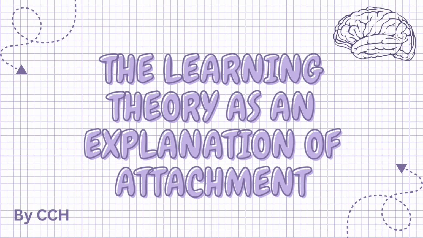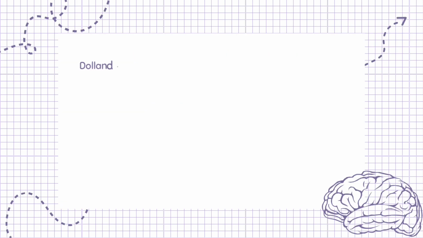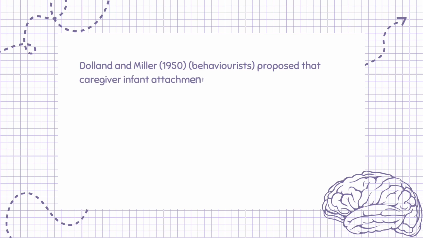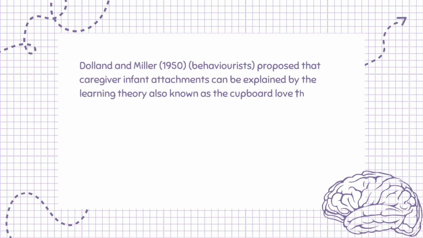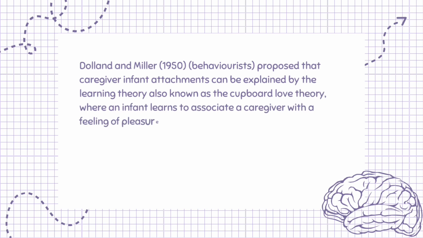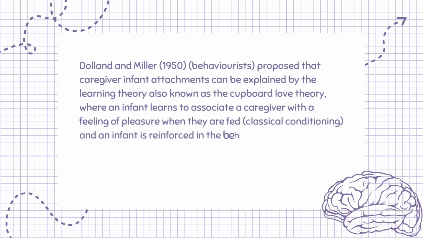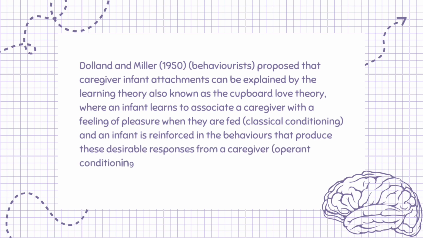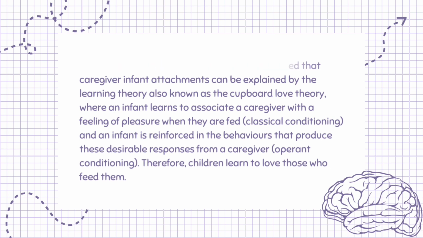Let's get started. Dollard and Miller, 1950, behaviorists, proposed that caregiver-infant attachments can be explained by the learning theory, also known as the cupboard love theory, where an infant learns to associate a caregiver with a feeling of pleasure when they are fed, classical conditioning, and an infant is reinforced in the behaviors that produce these desirable responses from a caregiver, operant conditioning. Therefore, children learn to love those who feed them.